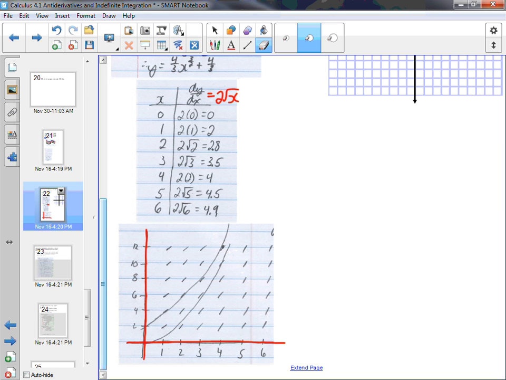Our derivative doesn't have a y in it. So that means that whenever x equals, in our first case, 0, the slope is always going to be 2 times the square root of 0. Well, 2 times 0 is 0. So whenever x equals 0, the slope is always 0. So put a bunch of little zeros, slopes of 0.